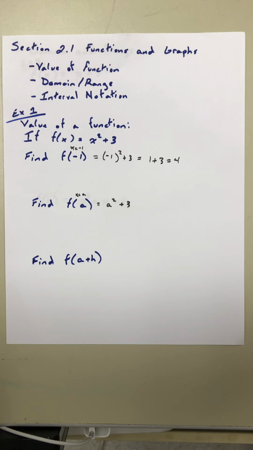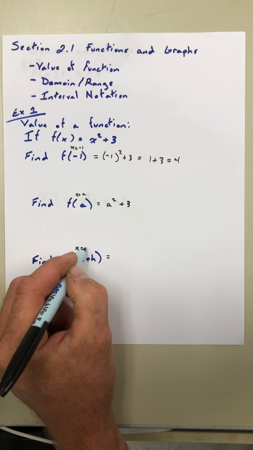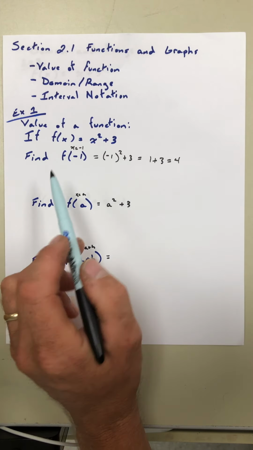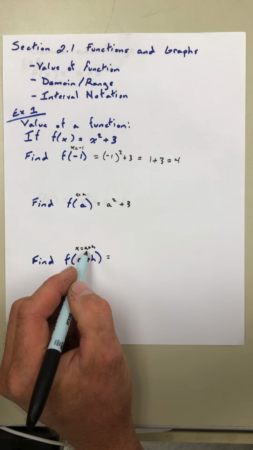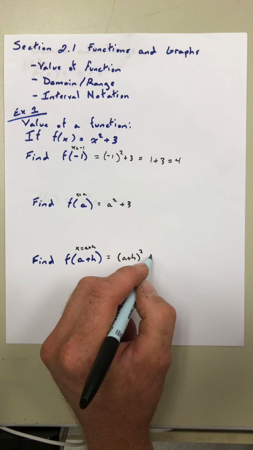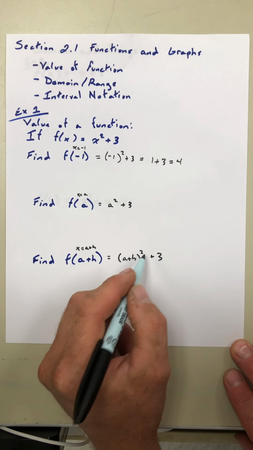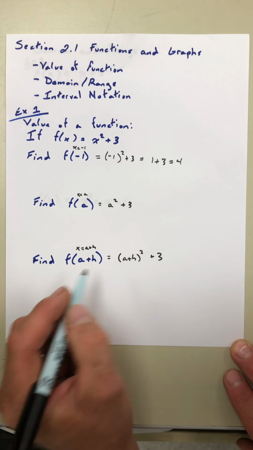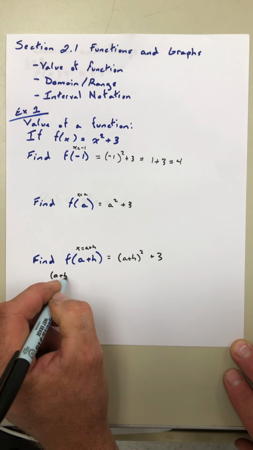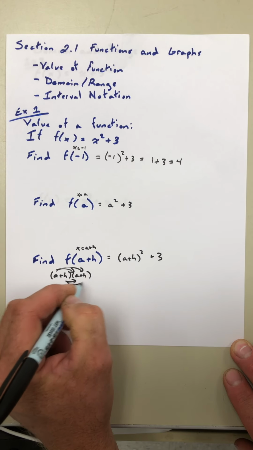So to find f of a plus h, this gets to be a little more complicated because now they're telling us that x is going to equal a plus h. So again, we're going to the function, replacing all the x's with a plus h. So I have a plus h squared plus 3. And I am going to ask you to be able to simplify this. So we want to go ahead and square out a plus h squared. In order to do that, there's a couple ways you can do it. You can come off to the side and do a plus h times a plus h, and then distribute the a, then distribute the h.